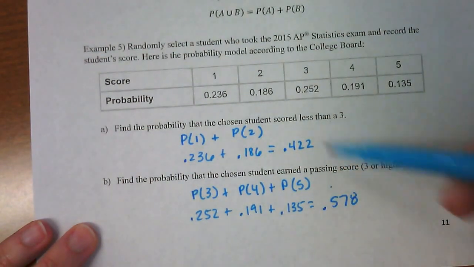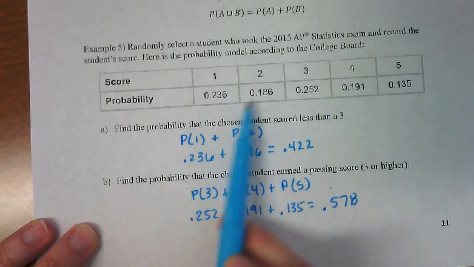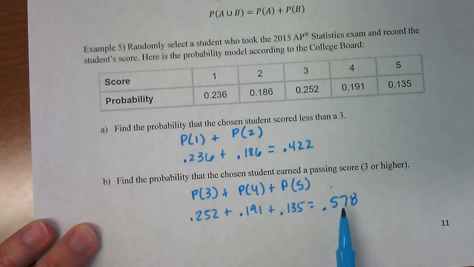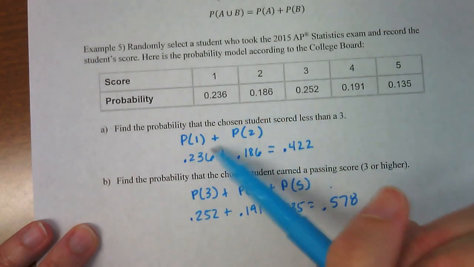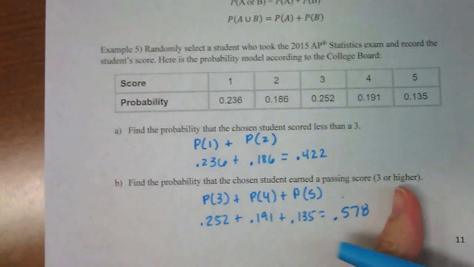So these two are actually complements of each other. So because I added the 1 and the 2 for the first one, I added the 3, 4, and 5 for the second one. If I want to double check and make sure I did it correctly, these two should add up to 1, because then that would be everything in this survey here.